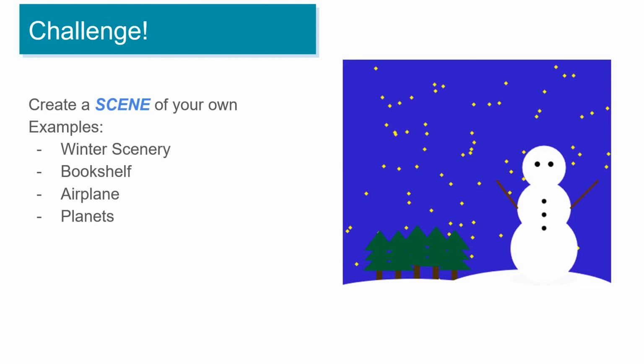So now that you know exactly how to create shapes, your challenge is to make a scene of your own. So to the right here, you can see an example scene that I made. Just some winter scenery, a snowman with some trees in the background. So I want to challenge you guys to make one of your own. Some examples would be something larger like the winter scenery I have here. You can also make something kind of simple like a bookshelf, an airplane, or some planets in the solar system. Basically, whatever you want to make.